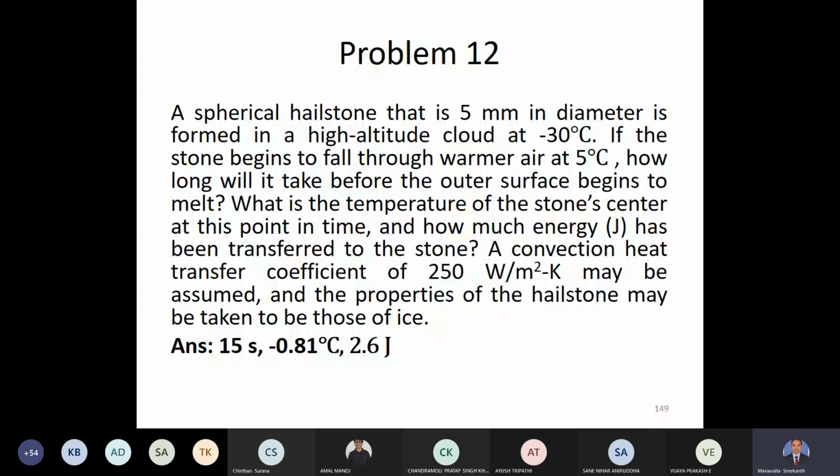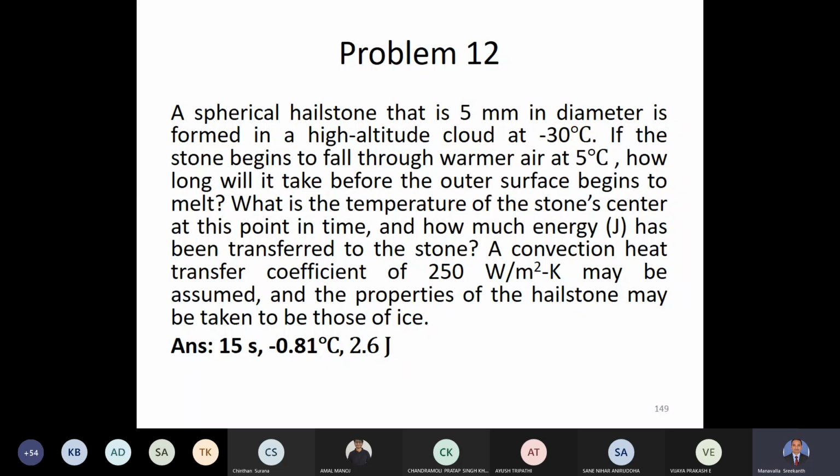We have here a spherical hailstone. Hailstone is basically, you must have observed under certain climatic conditions, these ice blocks fall and they are round in shape. So a spherical hailstone that is 5 millimeters in diameter is formed in a high altitude cloud at minus 30 degrees Celsius. If the stone begins to fall through warmer air at 5 degrees Celsius, how long will it take before the outer surface begins to melt?